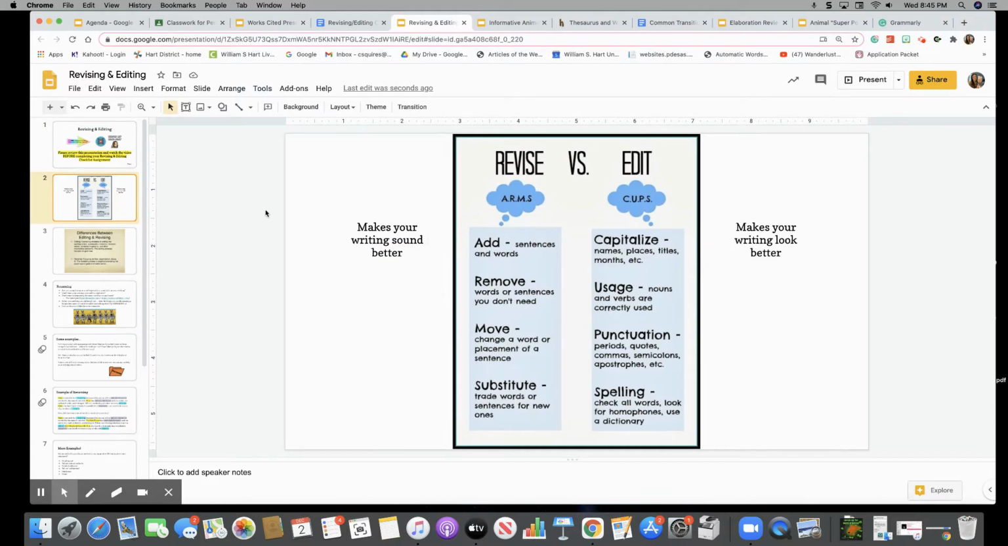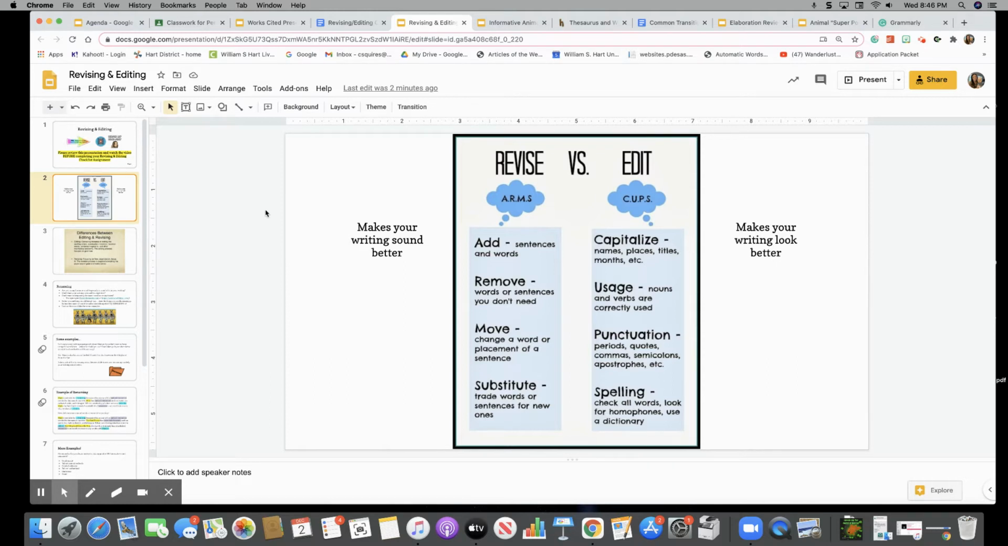of this presentation. So you need to revise and edit your work, but what does it mean to revise and to edit? Those are two different things. So I want you to take a quick look at the chart that I have here for you. And revising is really about making your writing sound better. You can add words, remove words, move words around, substitute words.